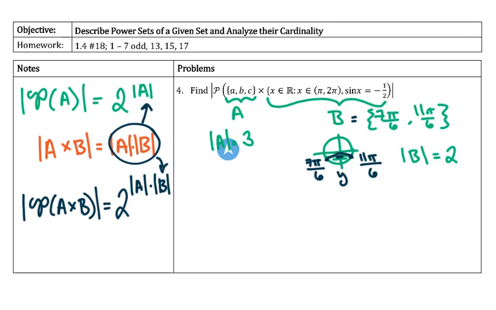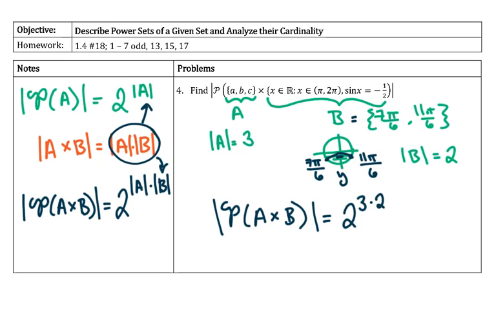Now that we have our 2 cardinalities, the cardinality of the power set of A times B would equal 2 to the cardinality of A, which is 3, times the cardinality of B, which is 2, so 2 to the 6, which is 64.